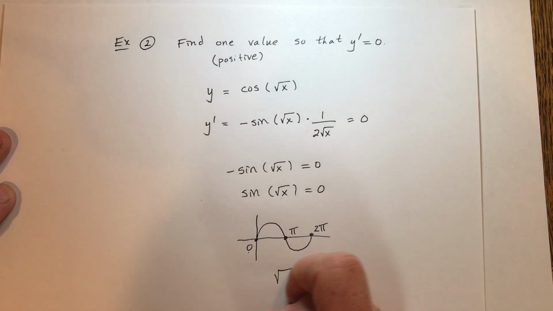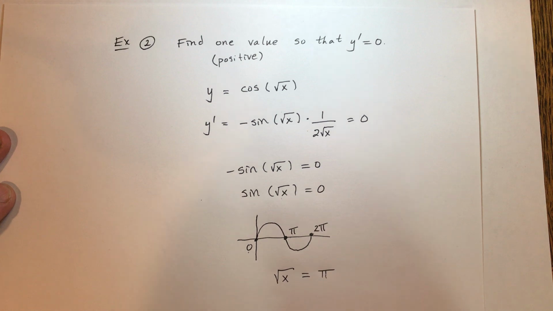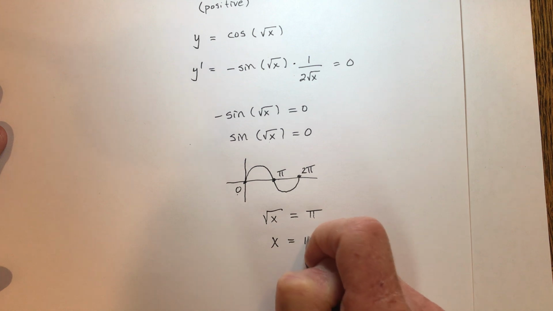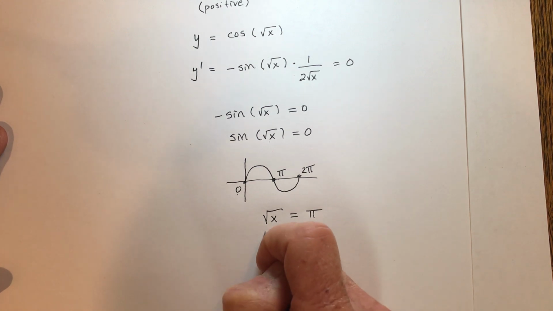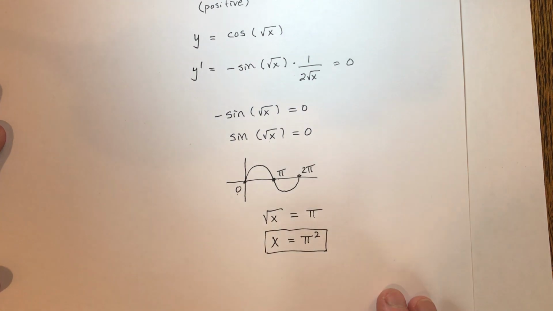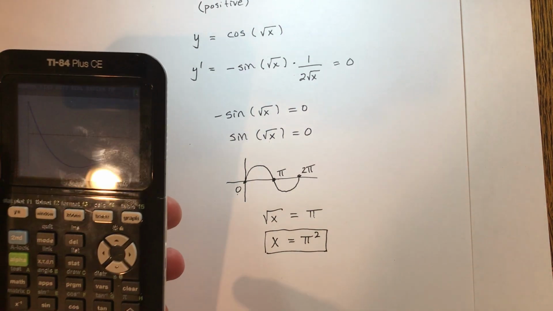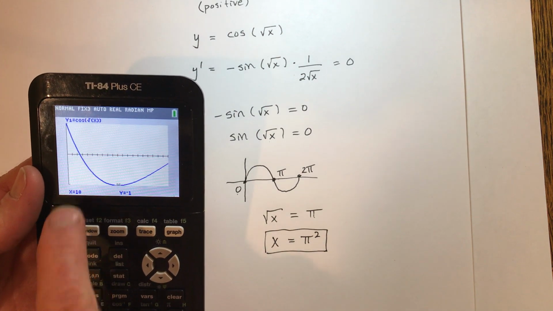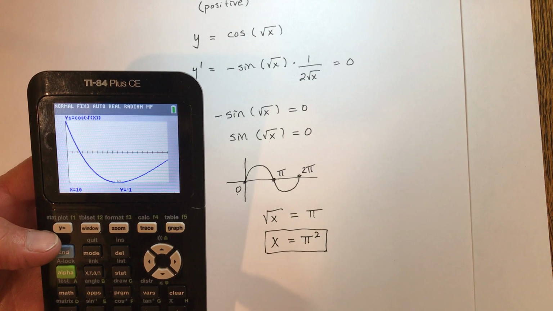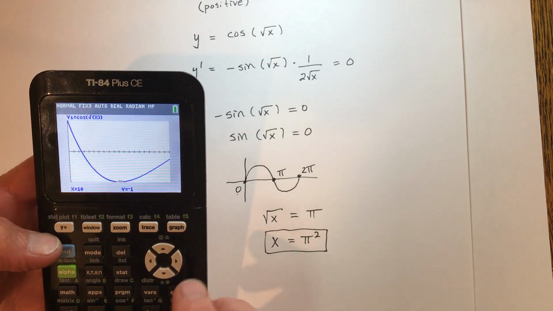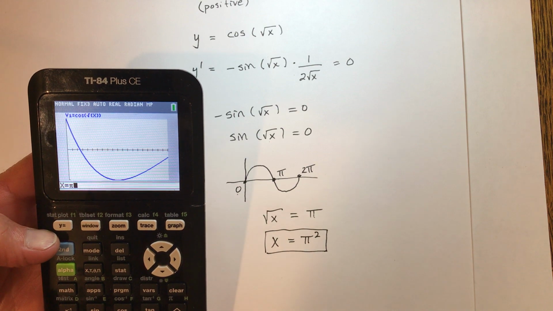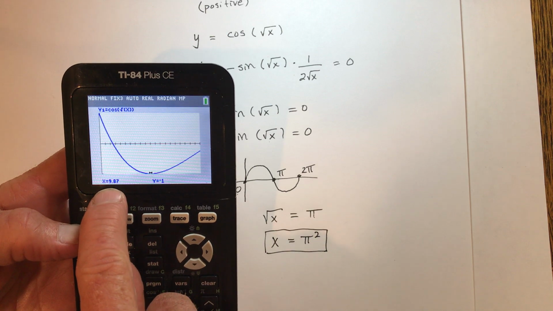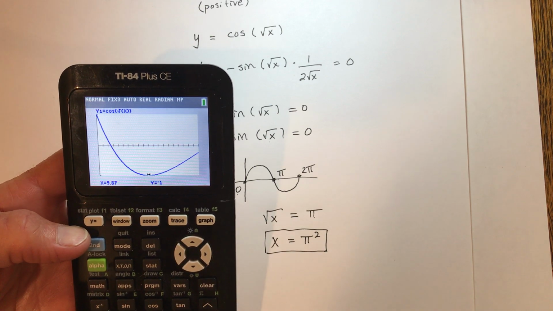So when does the square root of x equal pi? Well, just square both sides, and it's going to be pi squared. Now let me go to the graph and see if that looks correct. So go to trace, and that point right there, it says x equals 10, but that should actually be pi squared. So trace and go to pi squared, and yep. So it was very close to 10, 9.87, but that is where the derivative equals 0.